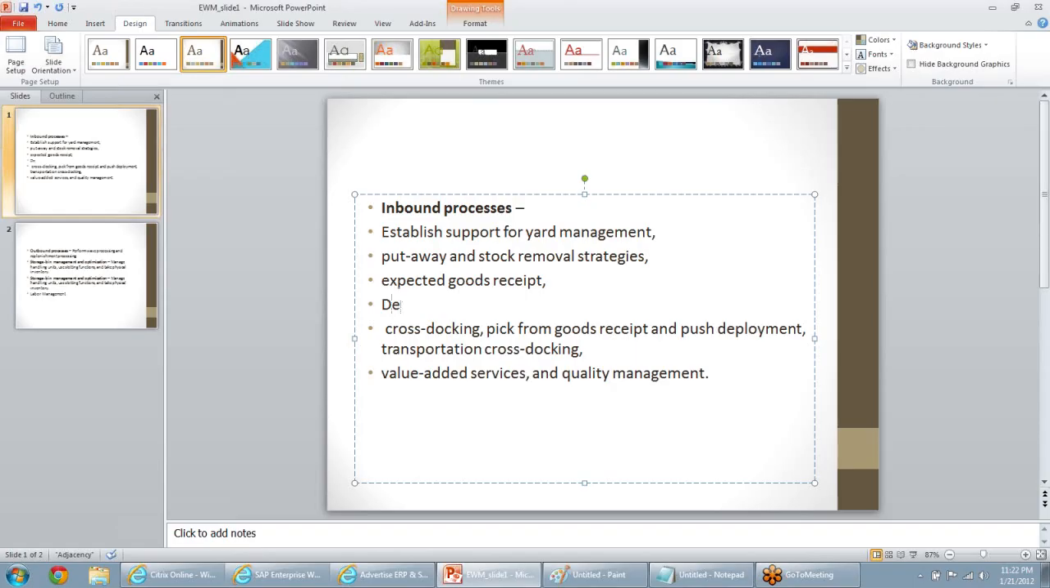And the other feature which I expect in any warehouse is deconsolidation, which I usually call deconsolidation. What is deconsolidation?